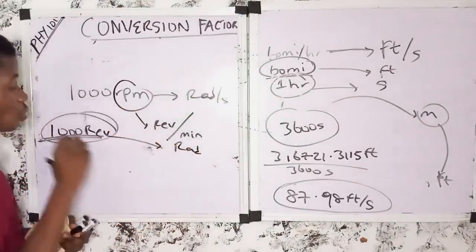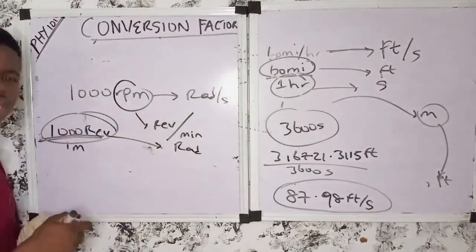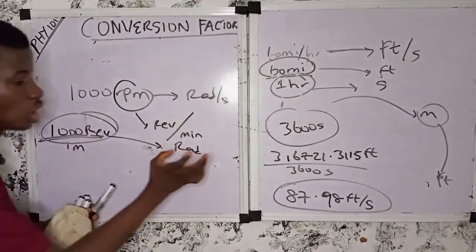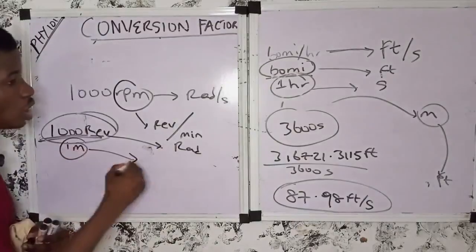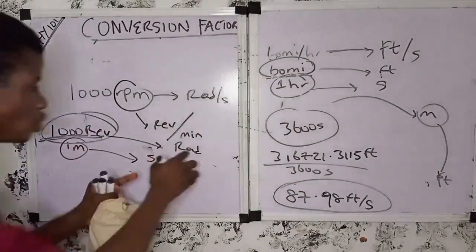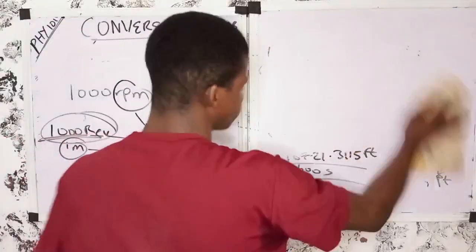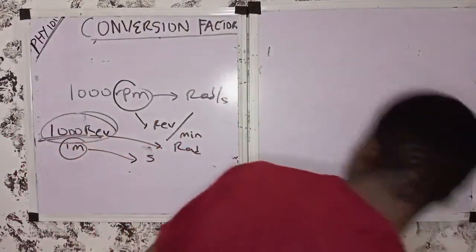Now this is what we are going to do. We'll convert just the normal way we have been doing it. We'll convert 1000 revolutions to radians, then 1 minute to seconds. Once we get the two values, we divide them. That will be our final answer. So it's very, very easy.